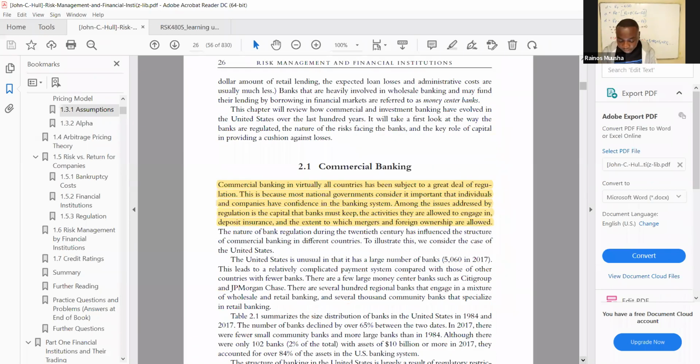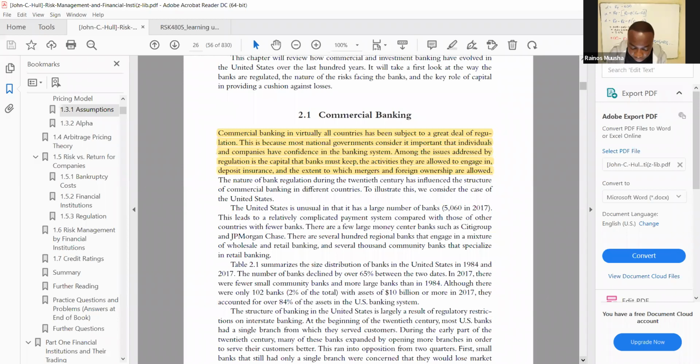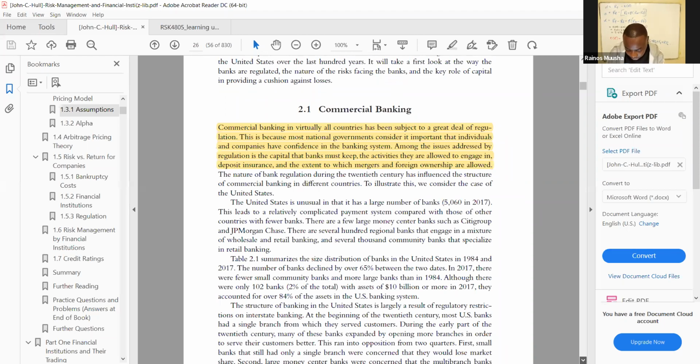Now, looking at commercial banking, they say commercial banking in virtually all countries has been subject to a great deal of regulation. This is because most national governments consider it important that individuals and companies have confidence in the banking system. So among the issues addressed by regulation is the capital that banks must keep, the activities that they are allowed to engage in, deposit insurance, and the extent to which mergers and foreign ownership are allowed as well.